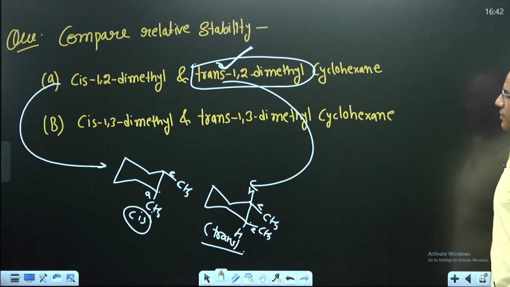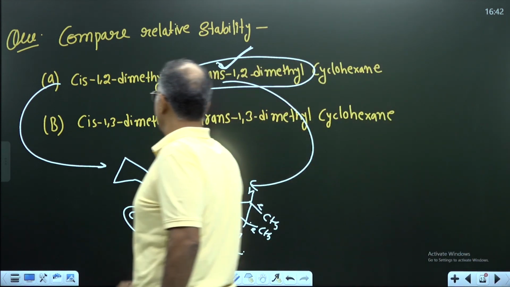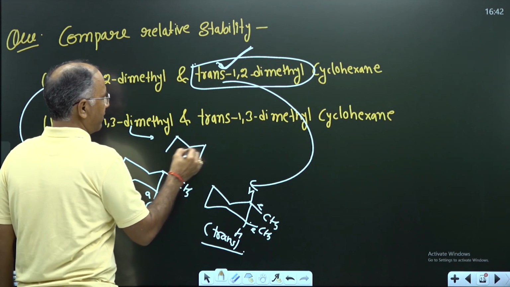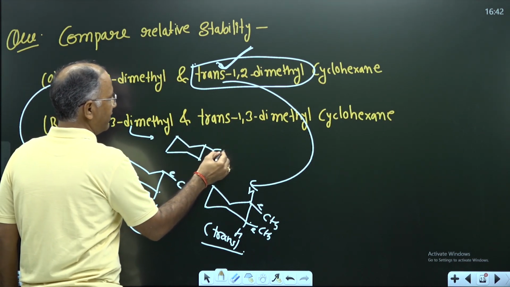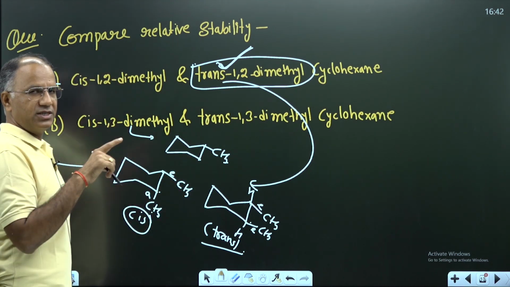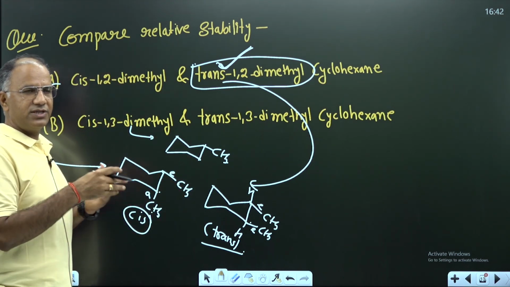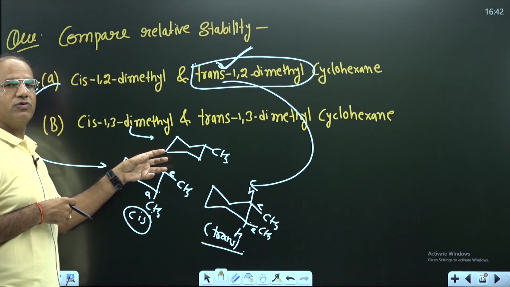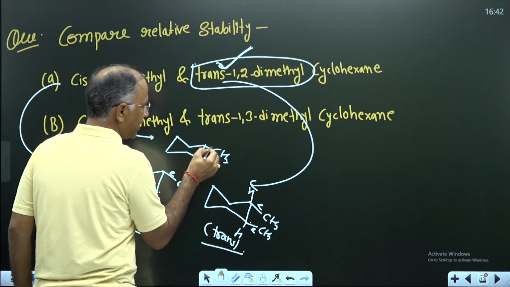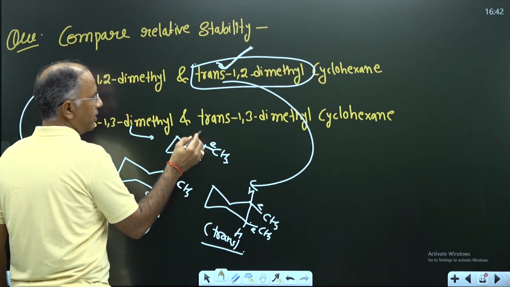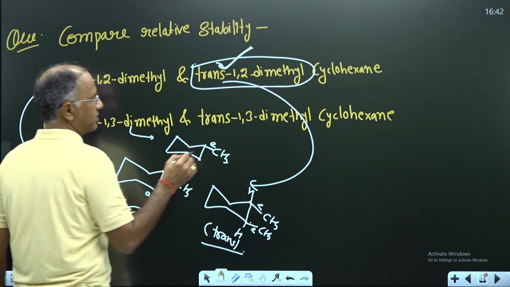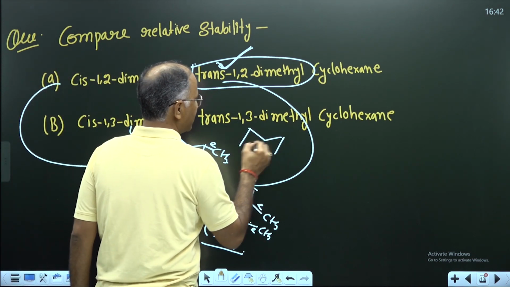Got it? Now similarly try this question, cis 1,3 dimethyl and trans 1,3. In cis 1,3 dimethyl, start with equatorial position, because we always start with the stable conformer. There are two conformers for cis. Whenever we have to compare relative stability, which conformer do you have to select? You have to select the more stable form. Now cis 1,3, so this is equatorial, always start from equatorial. This is down and this is also down. This is our cis.